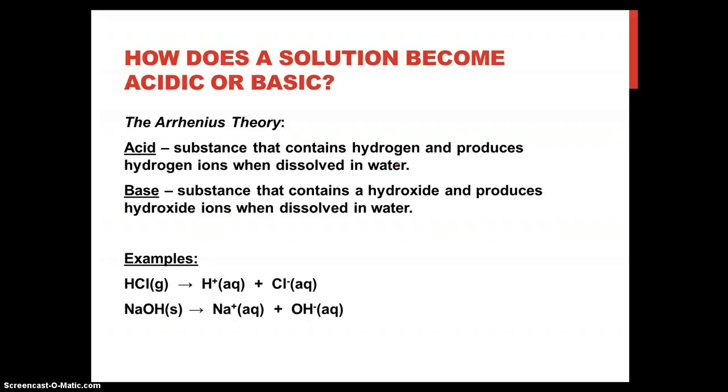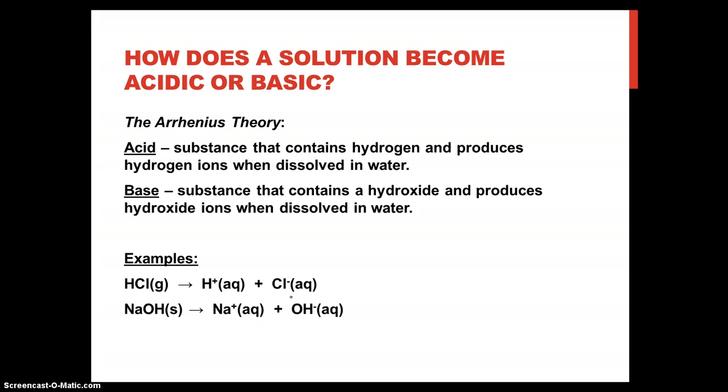If one of them happens to be a hydrogen ion, then it becomes an acid. If one of them is a hydroxide ion, then it becomes a base. So you can see here, when hydrogen chloride dissolves in water, we get hydrogen ions and chloride ions, so that's considered an acid. When sodium hydroxide dissolves in water, we get sodium ions and hydroxide ions, so that would be considered a base. Now the problem with the Arrhenius theory is it's very narrow.